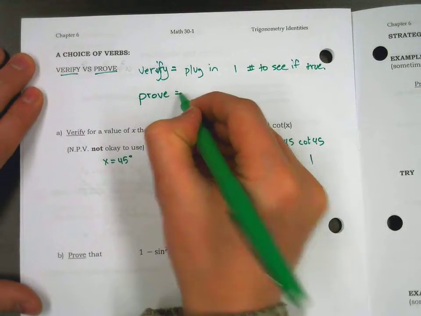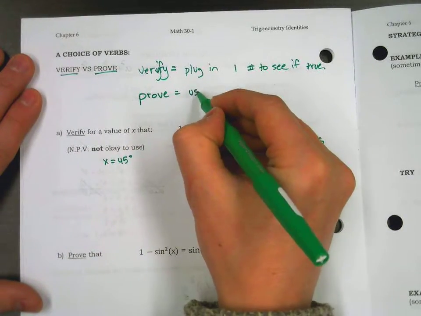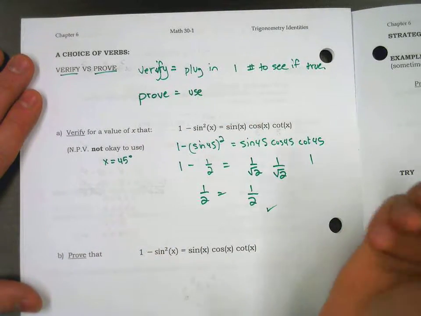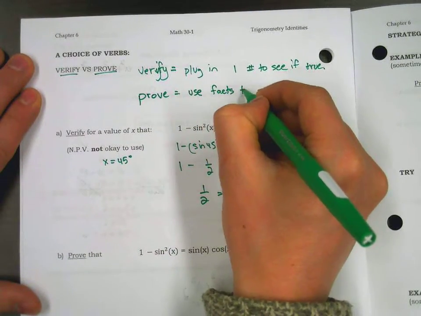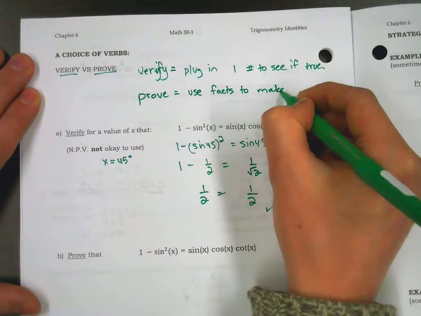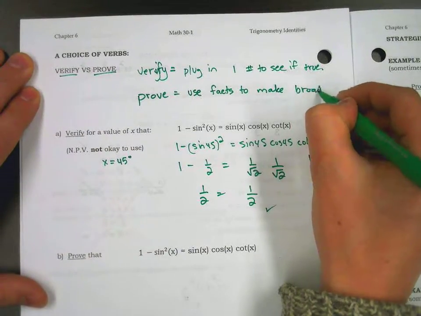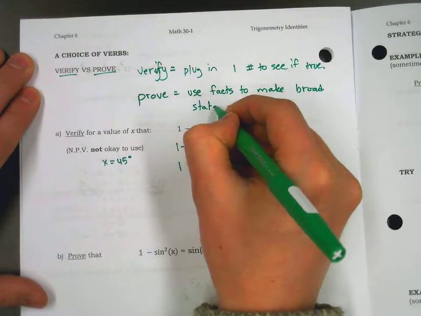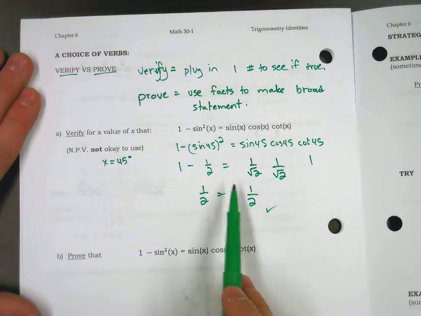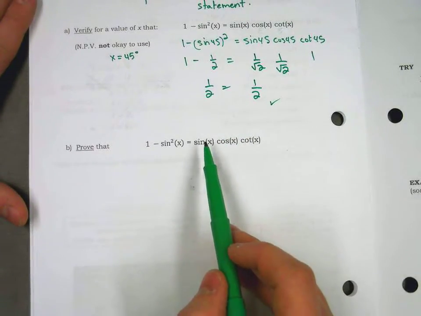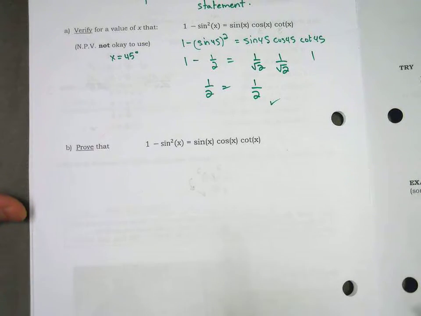Prove is much more powerful. Prove is using deductive logic or facts to make broad statements. So I could say, all right, forget using 45 degrees. Let's just say that every angle would work. Let's say every possible angle would work. And how do we do that?